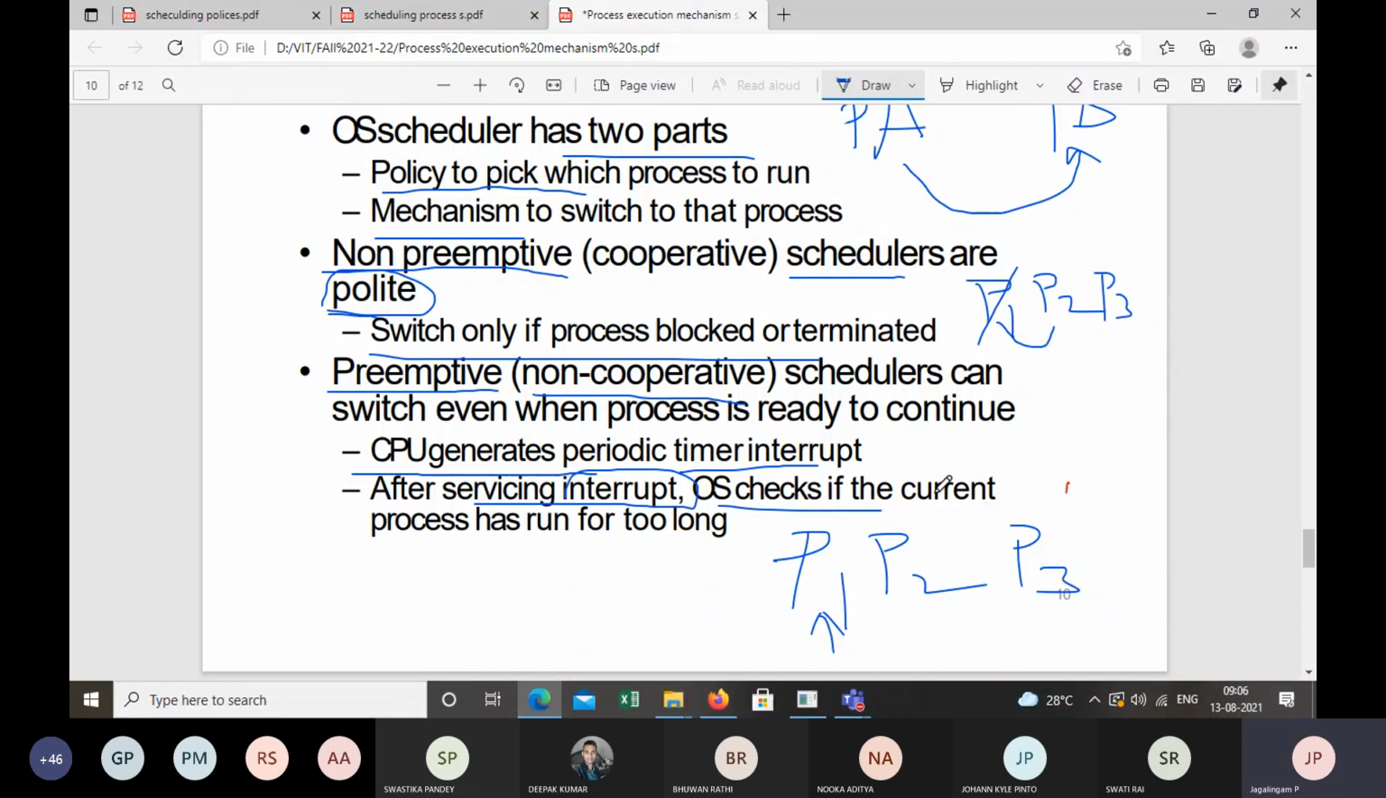Yes, sir. Excuse me, sir. Sir, is the operating system scheduler the same as the CPU scheduler? The operating system scheduler is the same as the CPU scheduler.